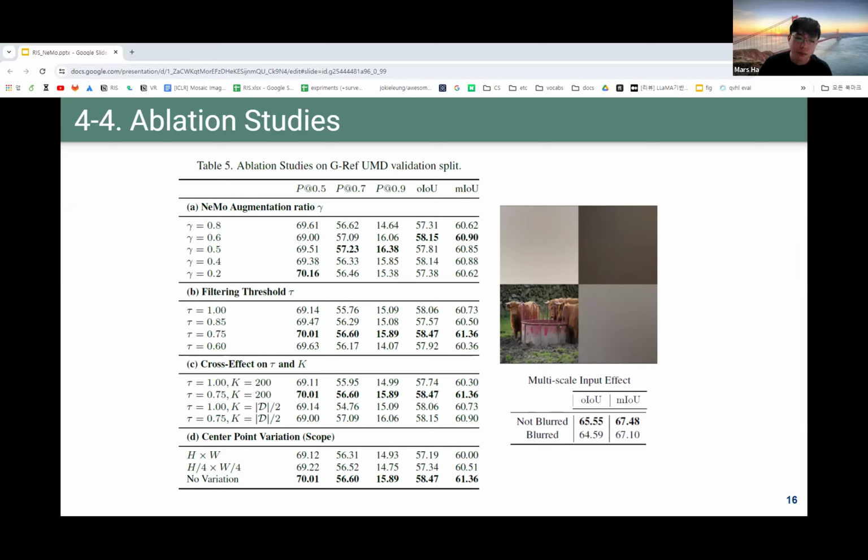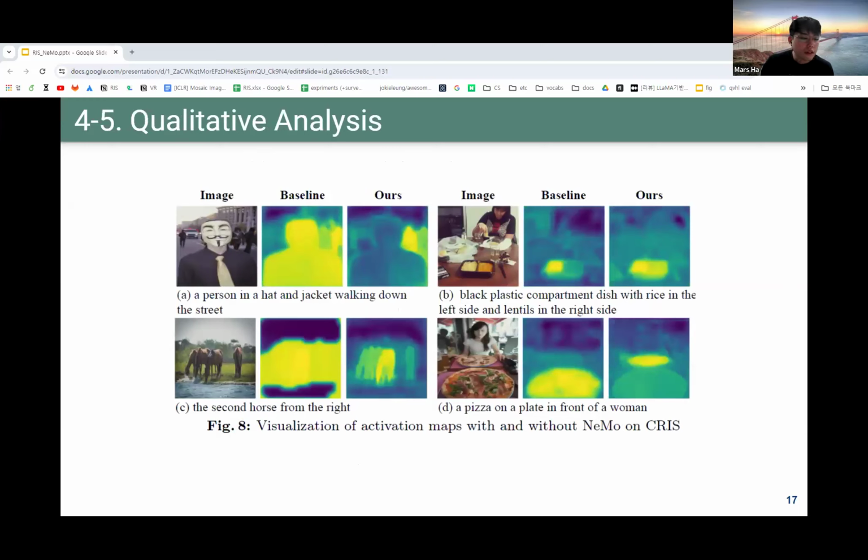We also tried blurring the other three cells to see if the performance gains came solely from the multi-scale effects, as obviously the model can now see small objects through different scales of mosaics. But performance actually degraded. Showing negative images actually helped. Yeah. And moving on to the qualitative analysis.